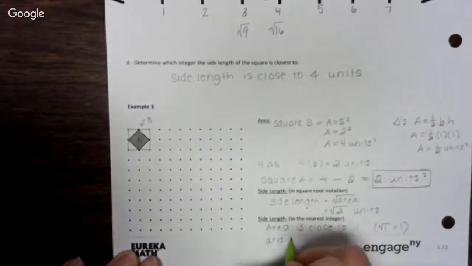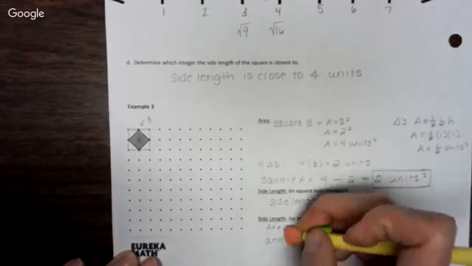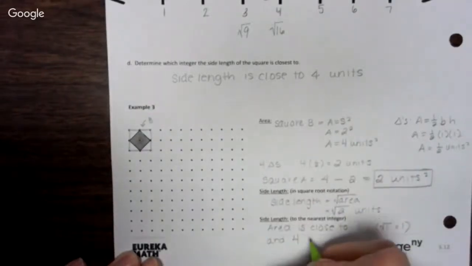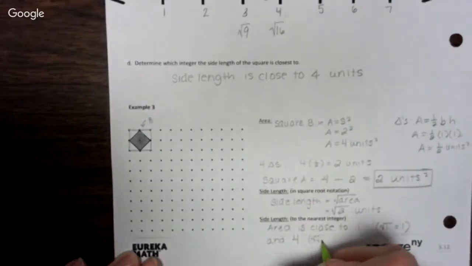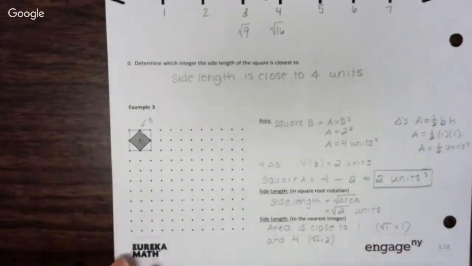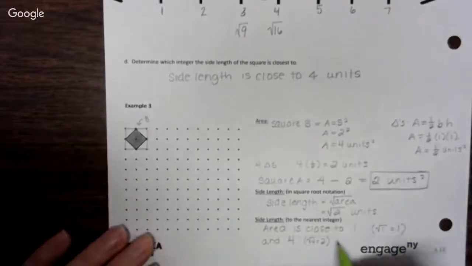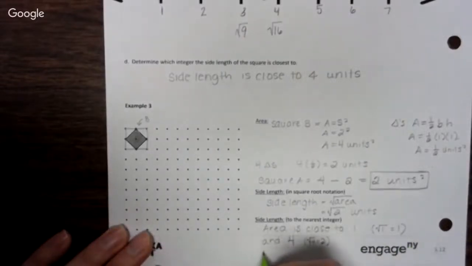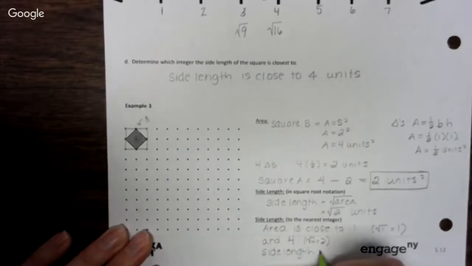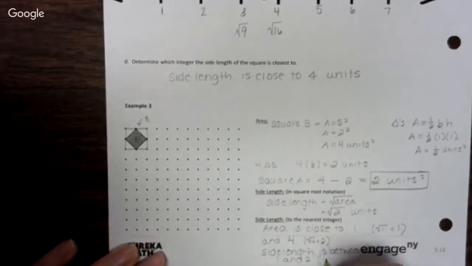And 2, I'm sorry, I should say 4. We're talking about the area. So the area is 4, which the square root of 4 is 2. So because it's between 1 and 4, that means the side length will be between 1 and 2. So side length is between 1 and 2. It's going to be closer to 1, though, because 2 is closer to 1.